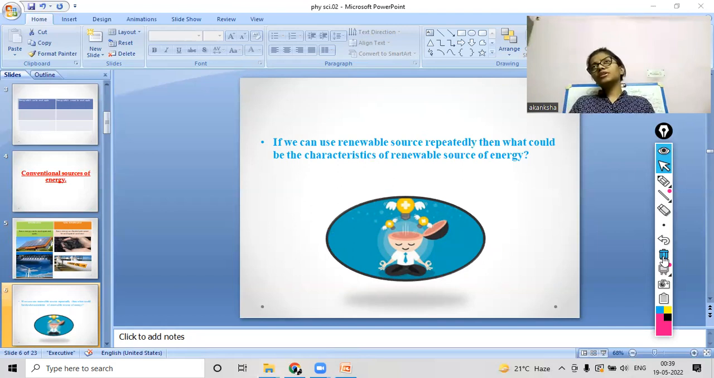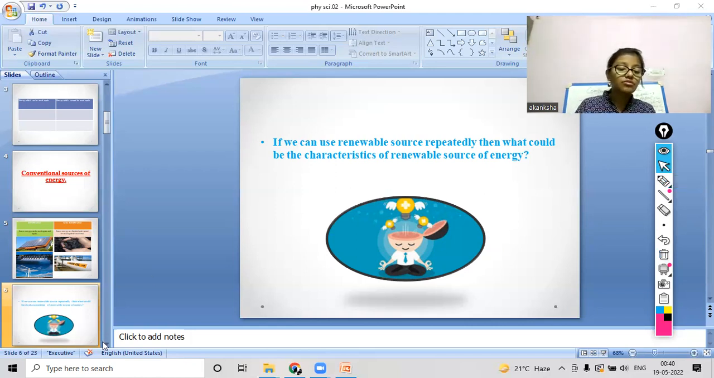According to me, the characteristics are, firstly, that they do not get finished easily. They are more comfortable to use. They will not get finished even if we are using them in a larger amount than the non-renewable resources of energy. So this is one of the main factors that we consider while using renewable resources of energy. So this was the answer to the question.